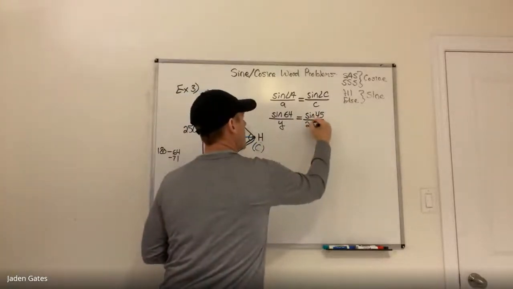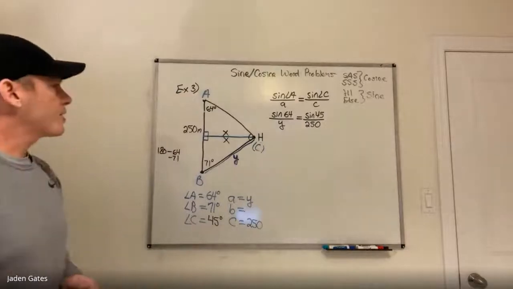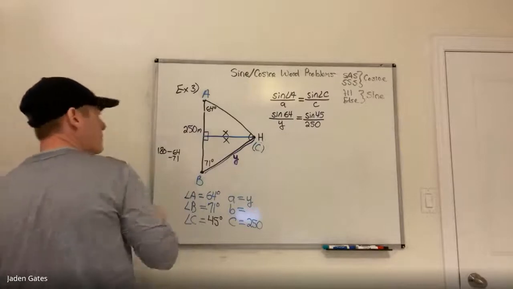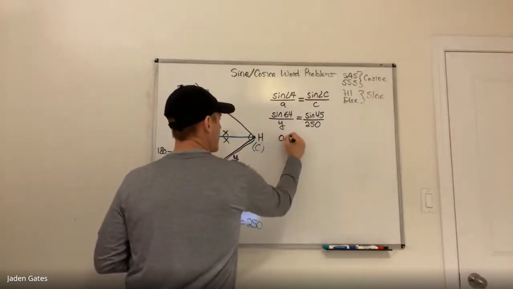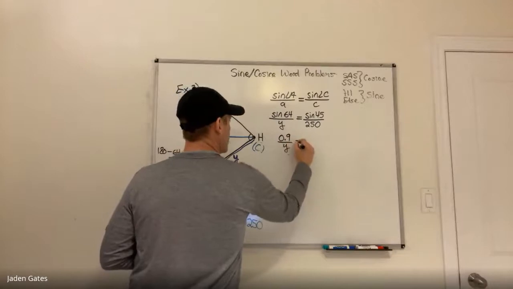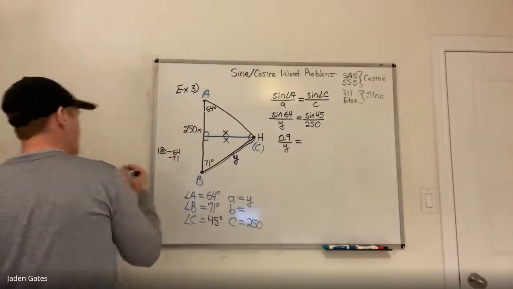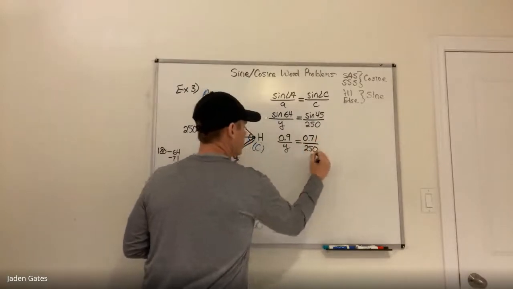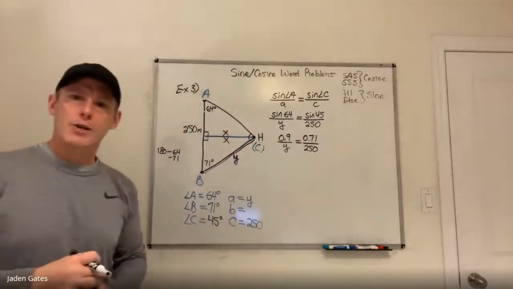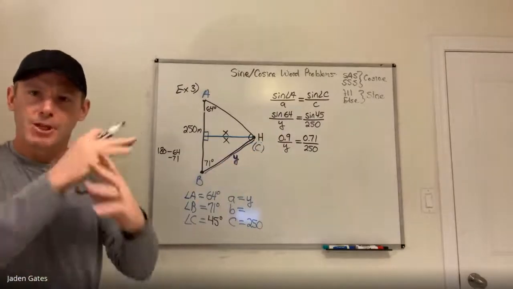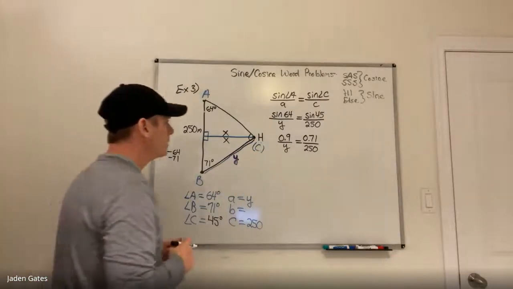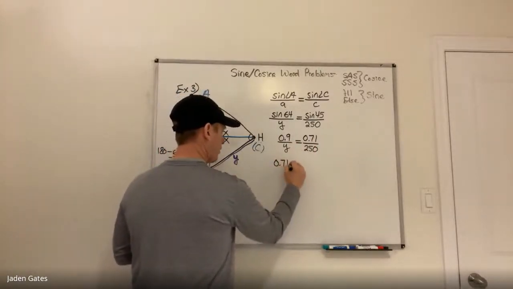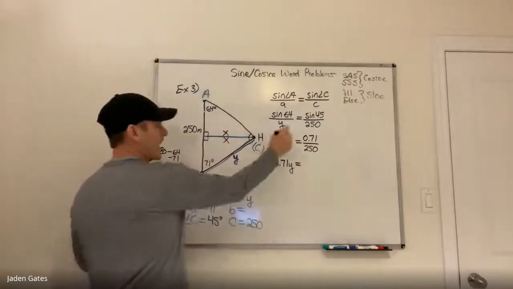All right, so again, sine 64 and sine 45, I can just pop those into my calculator. Sine 64, I'm getting 0.9, divided by y. And sine 45, I'm getting 0.71. And of course, the denominator is 250. Now we got a fraction equaling a fraction. We've had that happen. Simplifying, I'm going to cross multiply. So I got my 0.71 times y, and then I got 0.9 times 250.